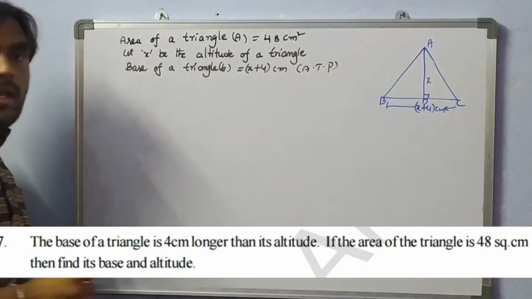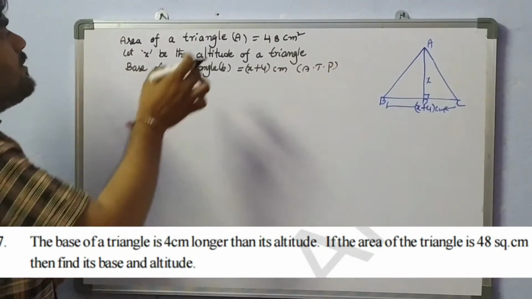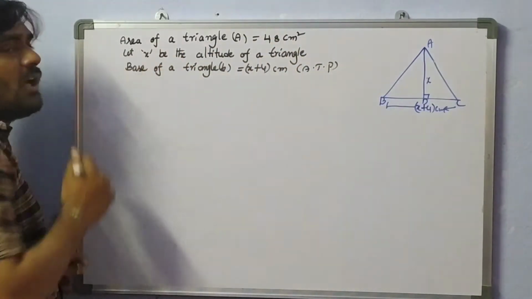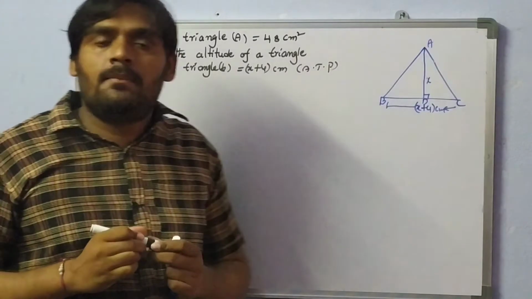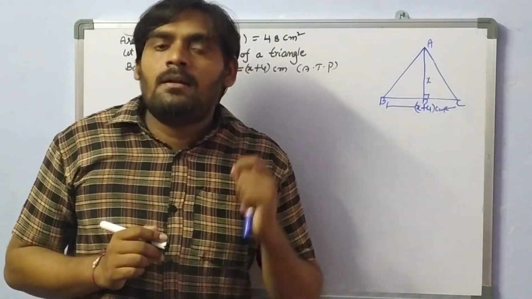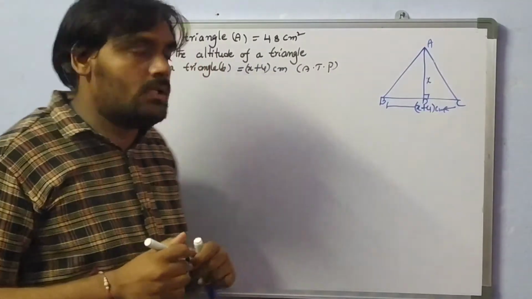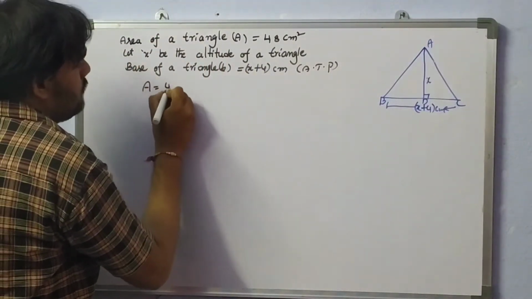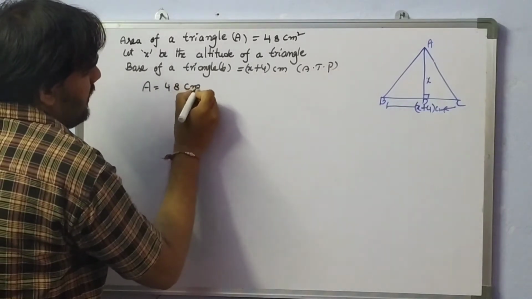According to the problem, the area is 48 centimeters square. We assume x be the altitude of a triangle. Then the base of a triangle is x plus 4 centimeters. We need to find the altitude and base of the triangle in this one. So here, first, area is equal to 48 centimeters square.